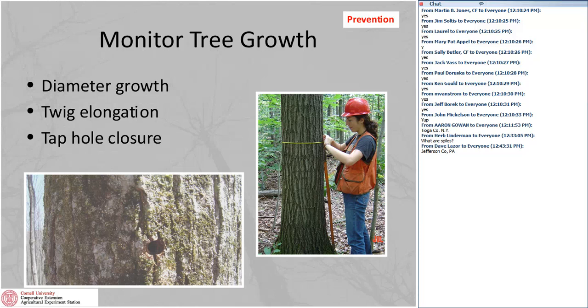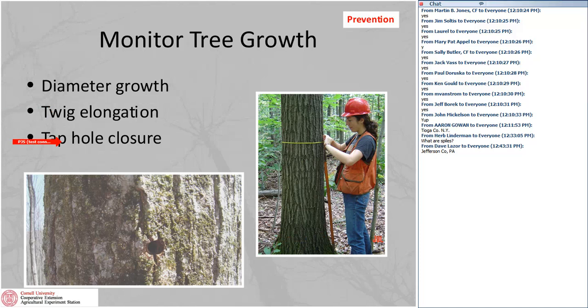One of the things that we do when we have our long-term growth plots, and this was an idea that I've always associated with Dr. Nyland, you put an aluminum nail at about a foot off the ground, and then you take a 3.5-foot stick and measure at the top of that stick so that you have a consistent point of measurement. You might also just look at things like twig elongation or tap hole closure rate. So how quickly is that tree growing, as an indication of its growth potential and its exposure to stress.